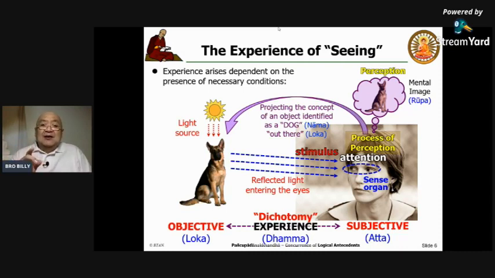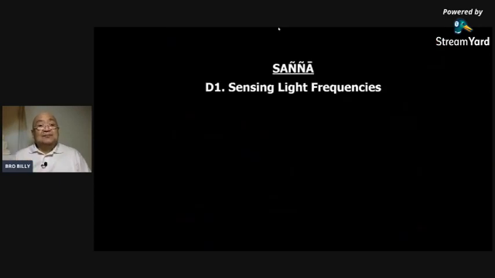And that is really, in the Paticca Samuppada, we will explain much further in greater detail why this is happening, why it is breaking it into two parts. We will come to that when we come to the Paticca Samuppada in more detail. But today, we're just going to concentrate on the process of perception, what is Saññā, Vedana, and Sankara. Okay? So let's take a look at this Saññā, the sensing of light frequencies. Let's listen to what Bhante has to say about that.